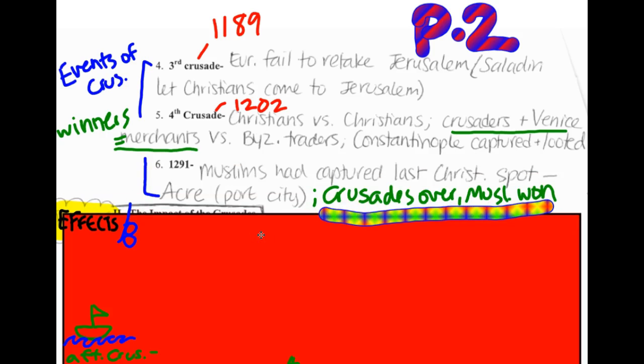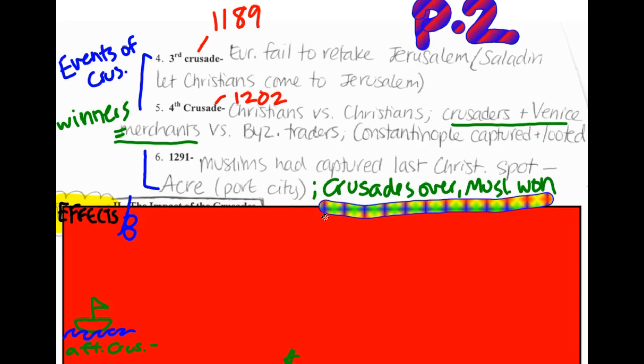All right, and then 1291 is when the last Christian city that the Christians had control of was captured by the Muslims. So you need to add in what I have in green and underlined in a fancy line. Crusades were over, Muslims won. That is in 1291. These are all events of the Crusades, 4, 5, and 6.